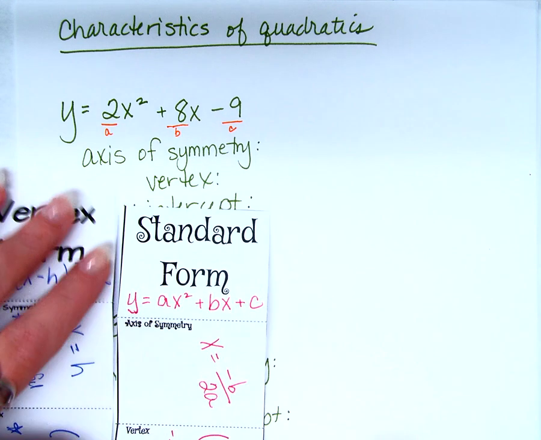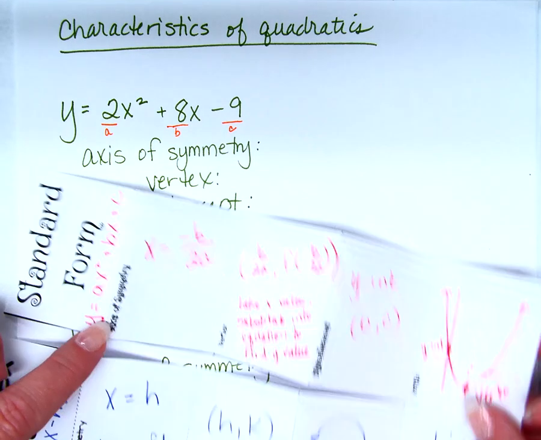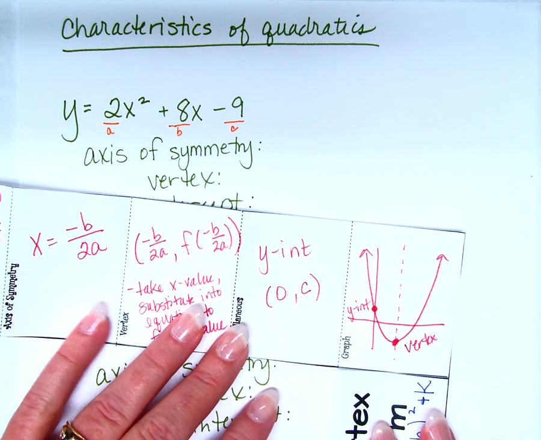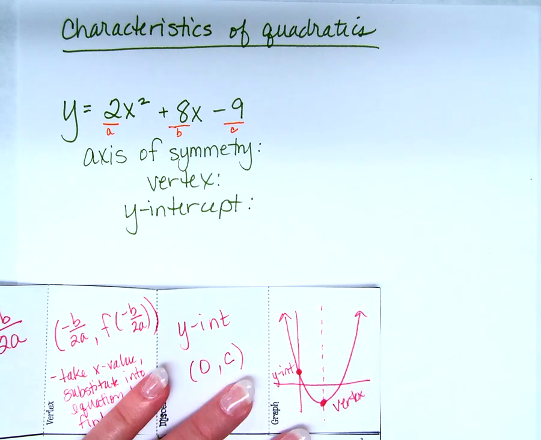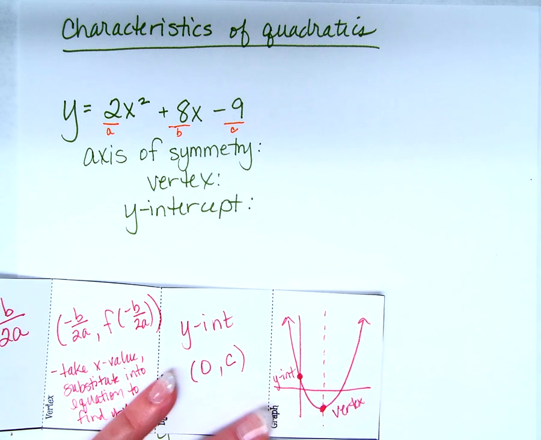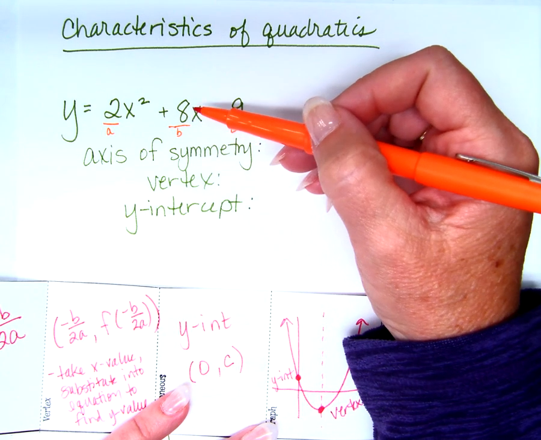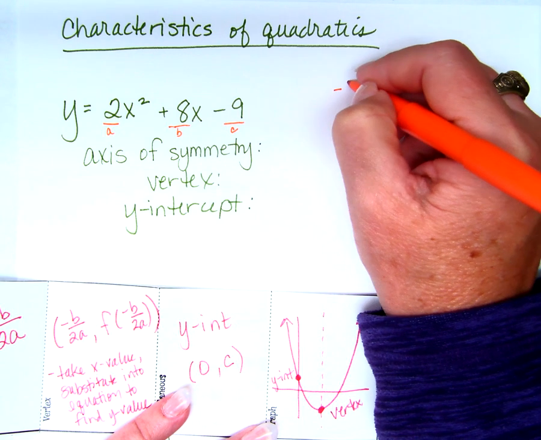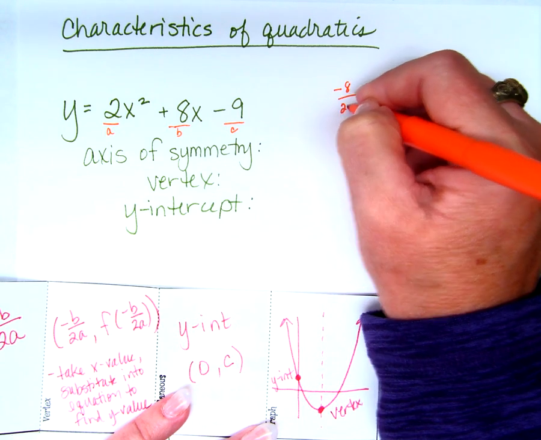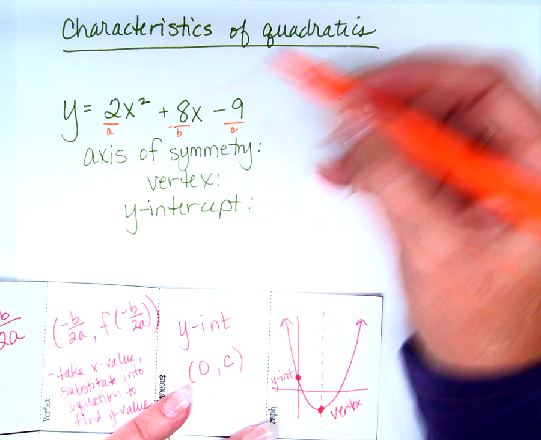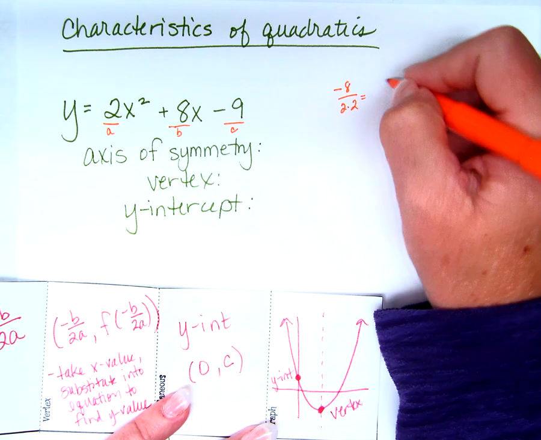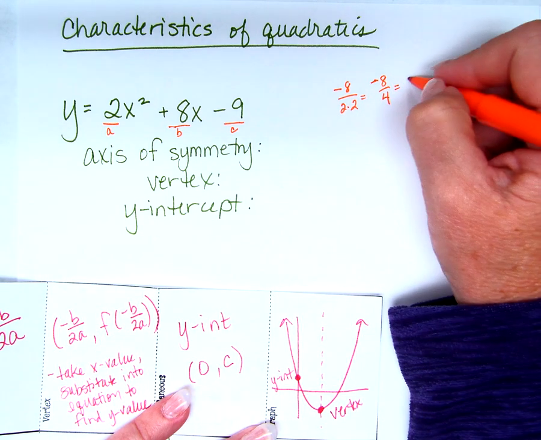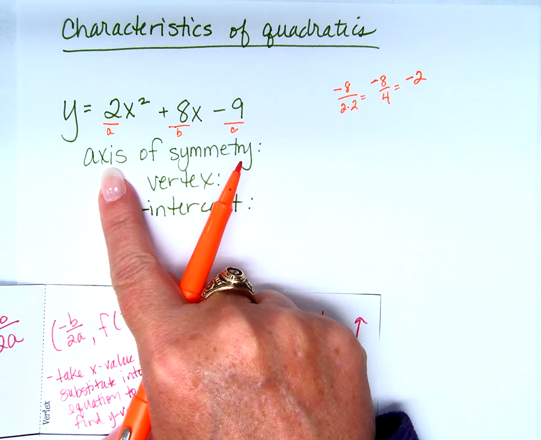So for my axis of symmetry in standard form, I have, let me close these up real quick, I have negative b over 2a, right? So how do I find negative b? Yeah, I just look, right? What's b? B is 8, so what's negative b? Negative 8 divided by 2 times a. And in this problem, a is 2. So what is negative 8 divided by 4? Negative 2.